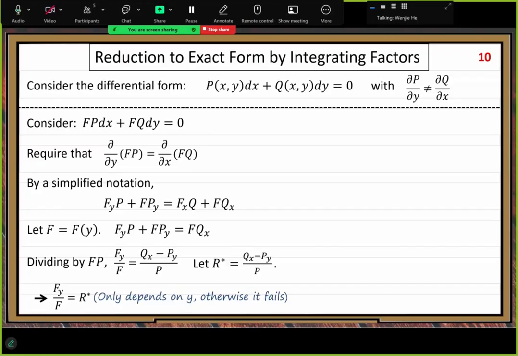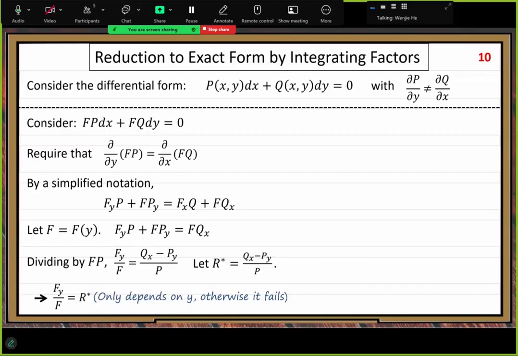Let me ask you one question. These two ways, we have two chances to extend our non-exact differential form. Here there is a question. Sometimes there is a possibility that both ways work. How about that?